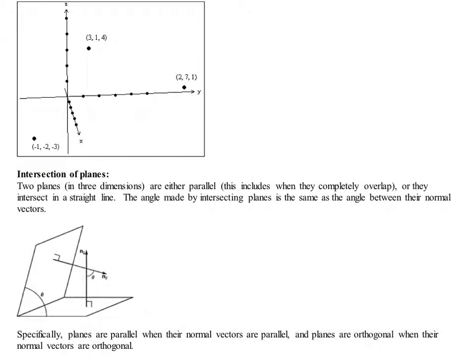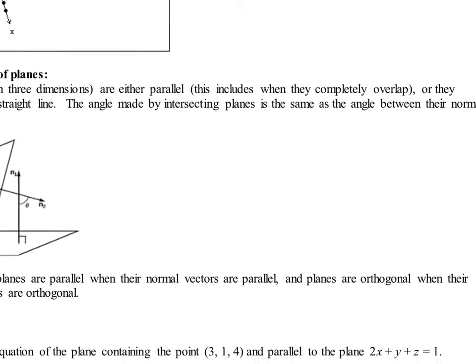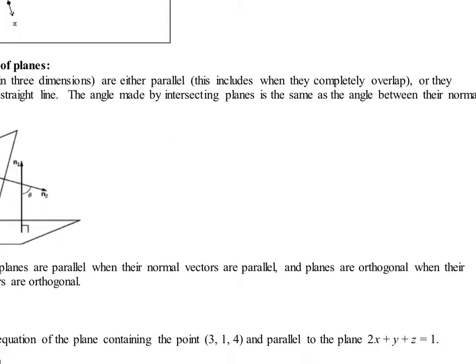Intersection of planes. This could be easy or it could be pretty challenging. It depends on the way the question is phrased. So 2 planes in 3 dimensions are either parallel or they intersect in a straight line. All right, so they're parallel or they're not. The relationship that exists for lines in 2 space does not apply to lines in 3 space, because you could have skew lines, lines that don't intersect and are not parallel to one another.